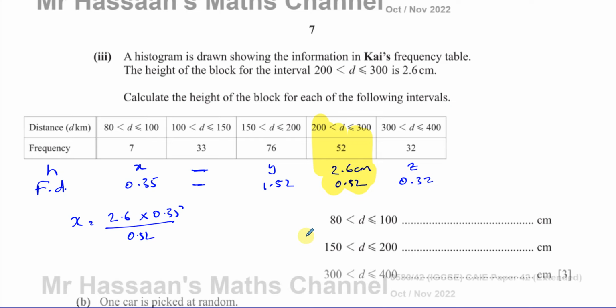So you can say X equals 0.35 times 2.6 over 0.52, and similarly for Y, it's going to be 1.52 times 2.6 divided by 0.52. And for Z, it's going to be the same: 0.32 times 2.6 over 0.52. So all of them will have 2.6 divided by 0.52, and you multiply that by each of those lengths.